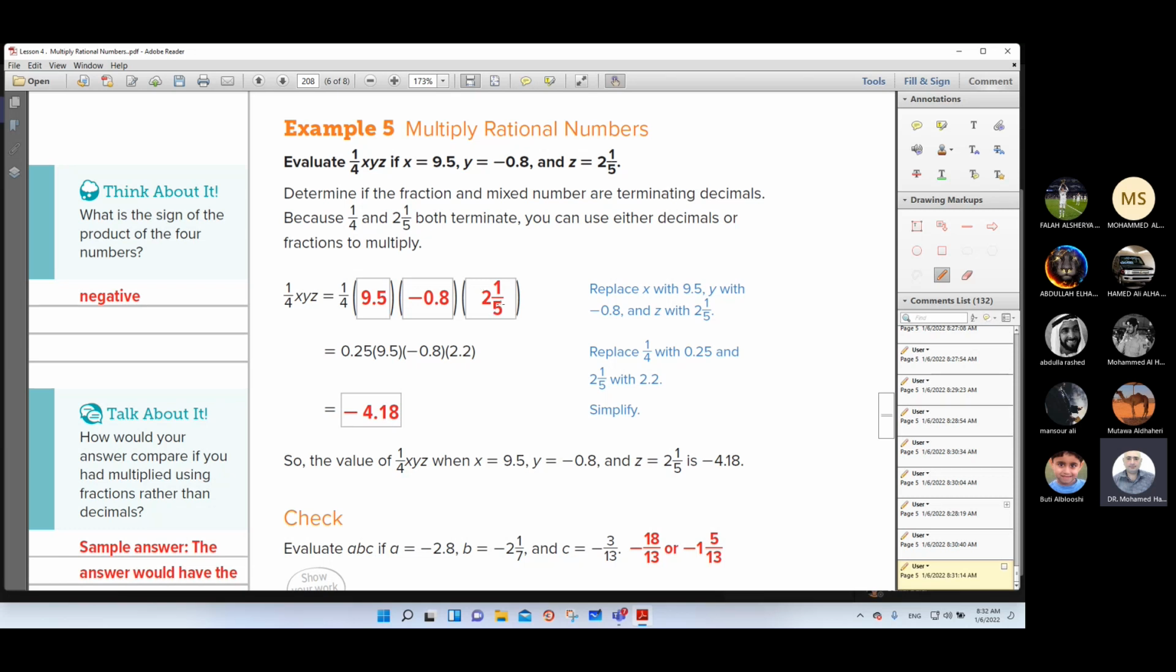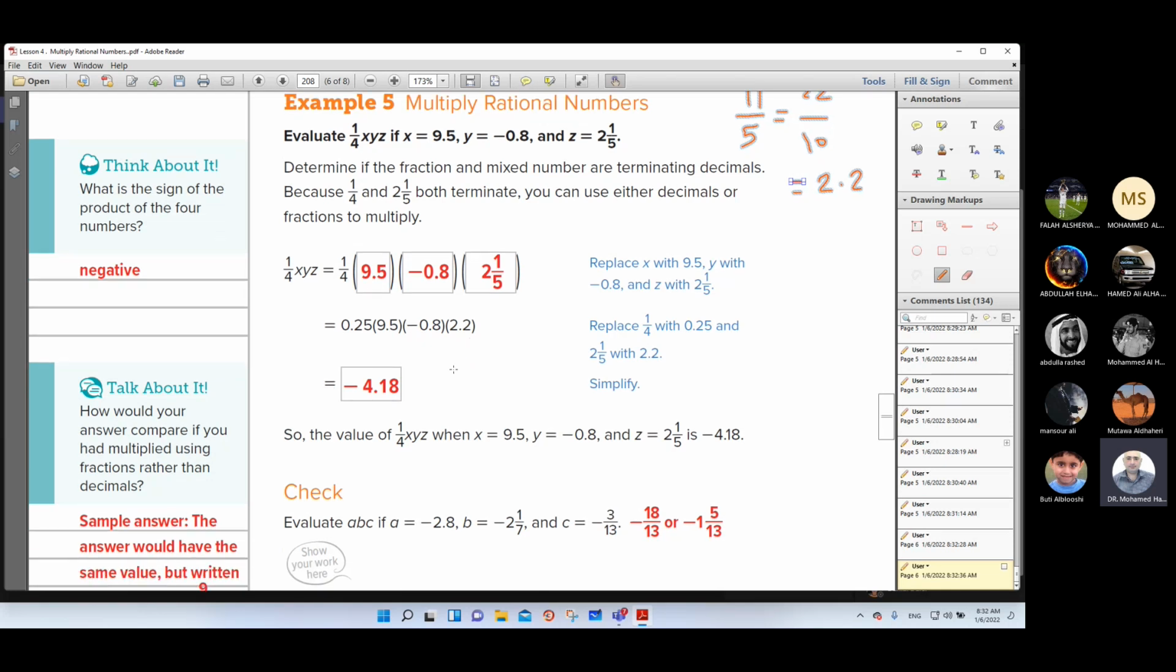Then you can change the mixed number here to the decimal. At the first, change it to the fraction. 2 times 5, 10. 10 plus 1 will be 11 over 5. Then multiply by 2 up and by 2 down to get 22 over 10. To get the power of 10 in the denominator, then you can write this fraction as a decimal 2.2. Then you can multiply now, here positive times positive, positive, positive times negative, negative. Negative times positive will be negative. Then the product of all the numbers here will be 4.18 as a decimal.